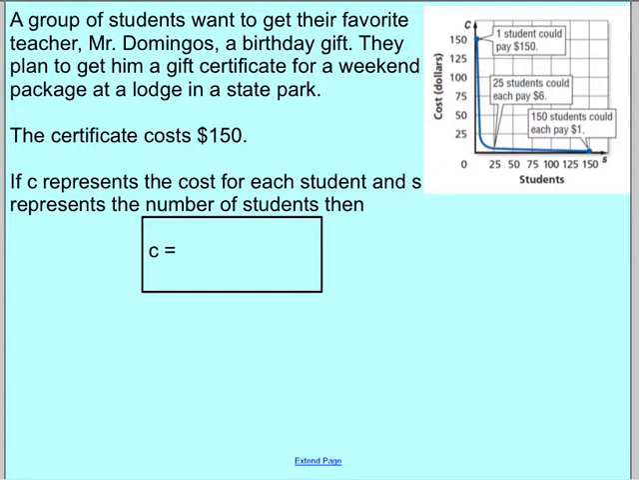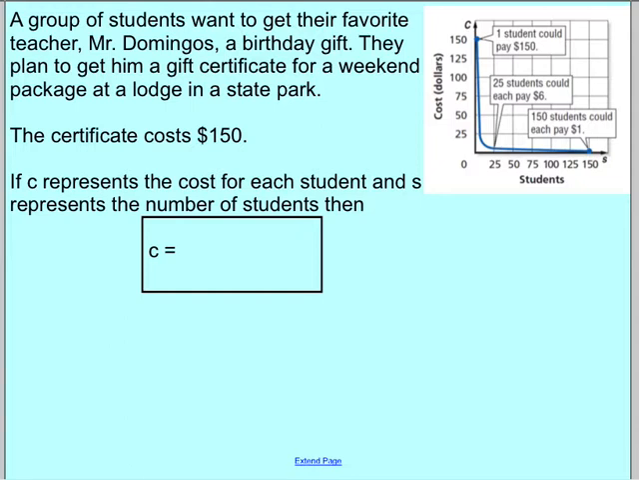And the way we're going to do that is we're going to start looking at an example. So a group of students want to get their favorite teacher, Mr. Domingos, a birthday gift. They plan to get him a gift certificate for a weekend package at a lodge in a state park. The certificate costs $150. If C represents the cost for each student and S represents the number of students, then, well, we want to come up with an equation for this.